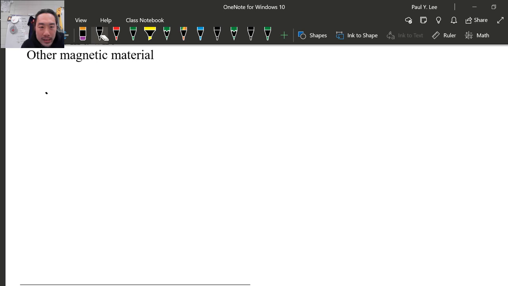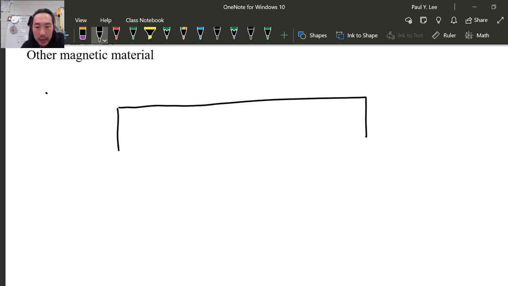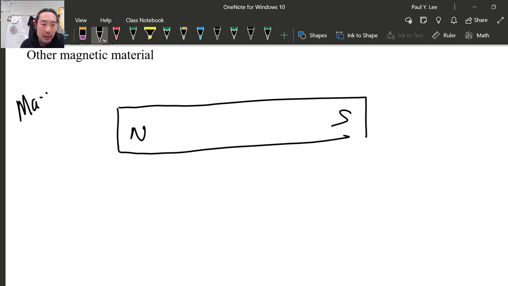As I'm describing the rules, I'm just going to start off by showing you a bar magnet here. So here we have a bar magnet. We have a north side and a south side. So rule one: if we have a north side and a south side, magnets or magnetic fields must be a dipole.